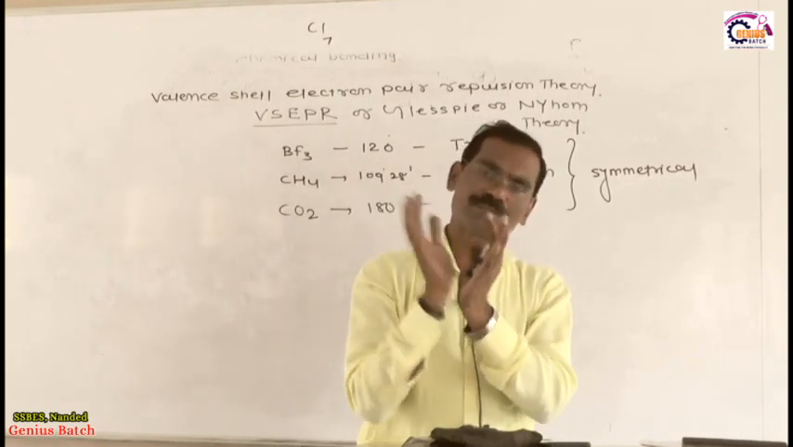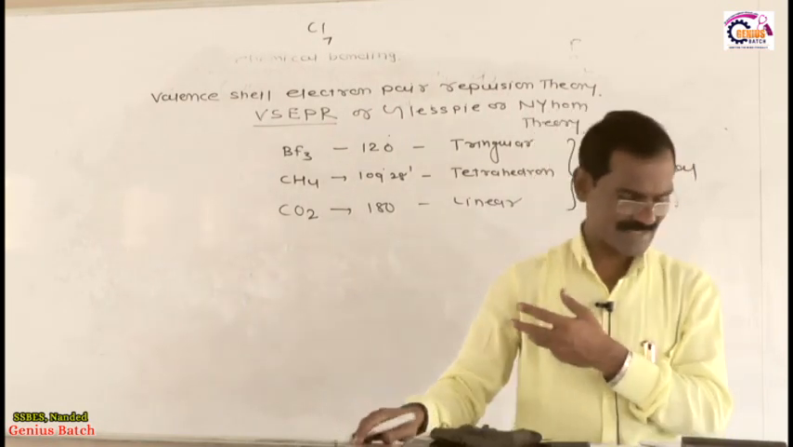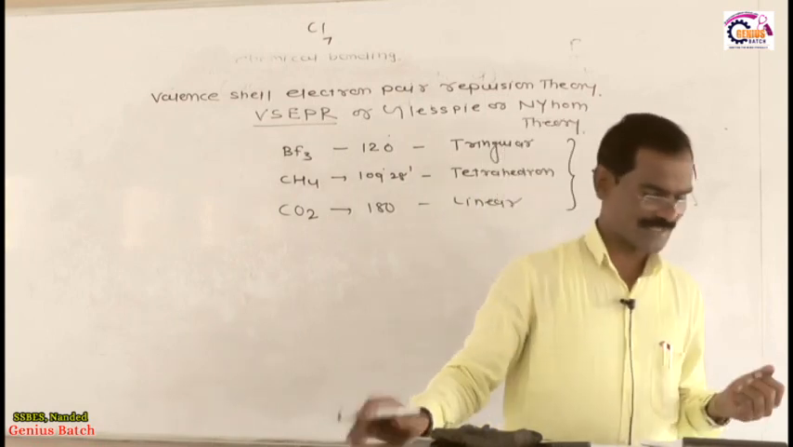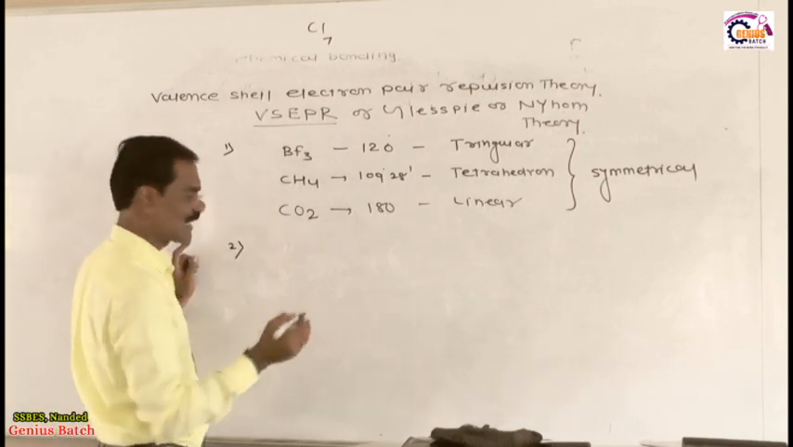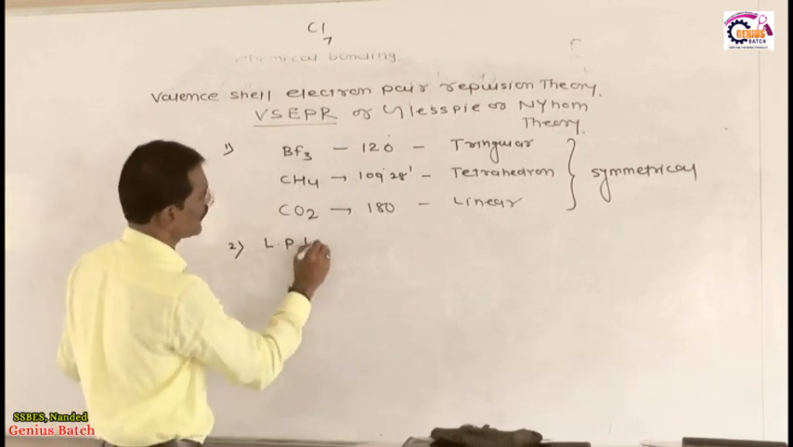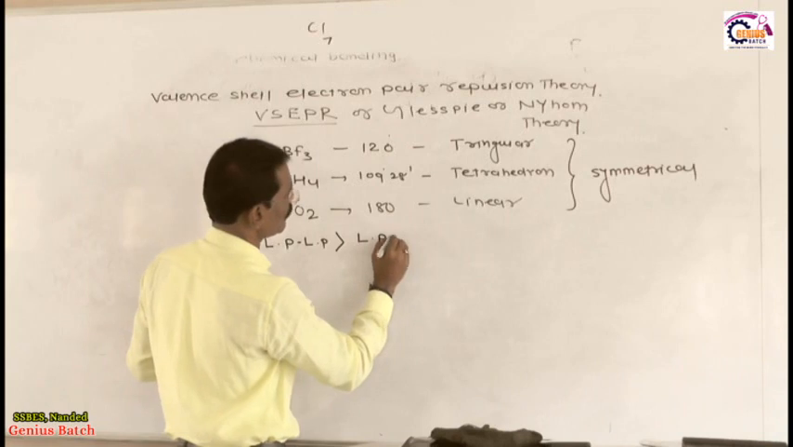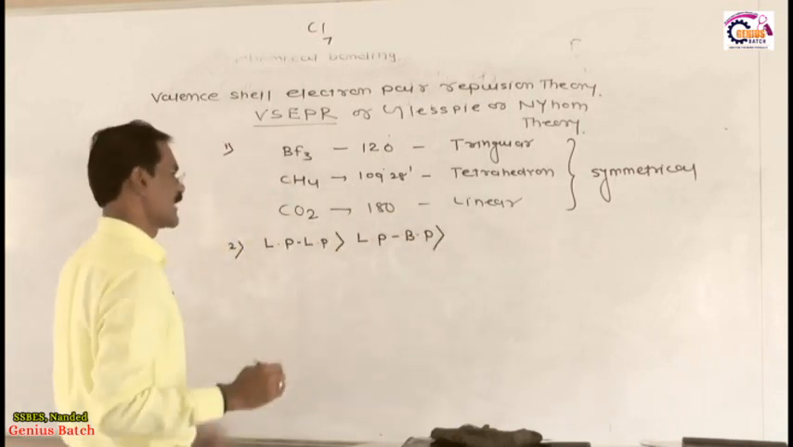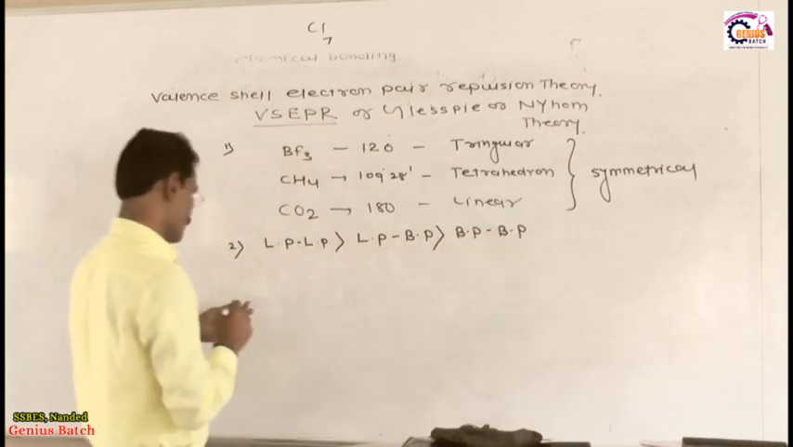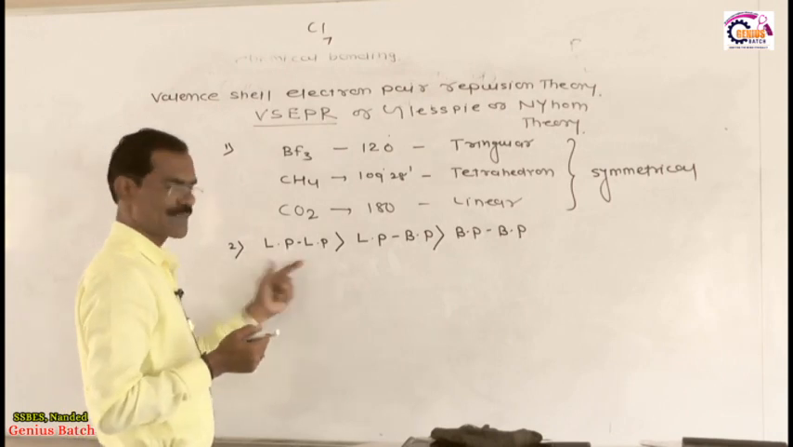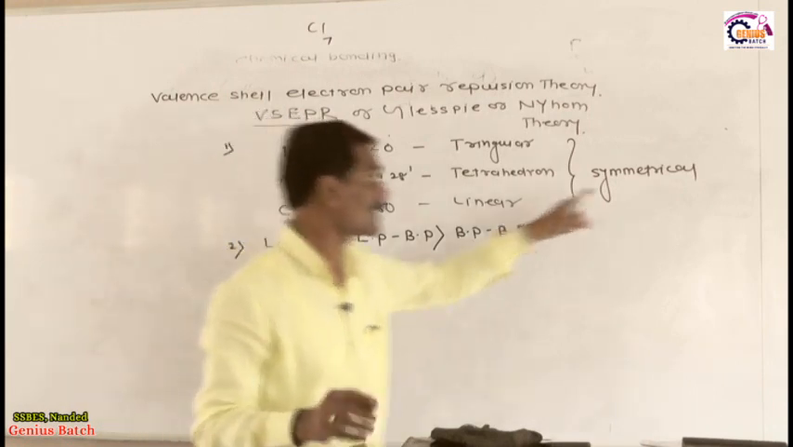But what happens if the central atom has a lone pair? At that time the molecule never becomes symmetrical; it becomes unsymmetrical. And why is the lone pair containing molecule unsymmetrical? Because for molecules which have a lone pair, lone pair repulsion is very strong as compared to lone pair-bond pair repulsion, and finally bond pair repulsion. Dear student, for molecules which have one or two lone pairs, this repulsion is very strong, and this repulsion makes the molecule unsymmetrical.